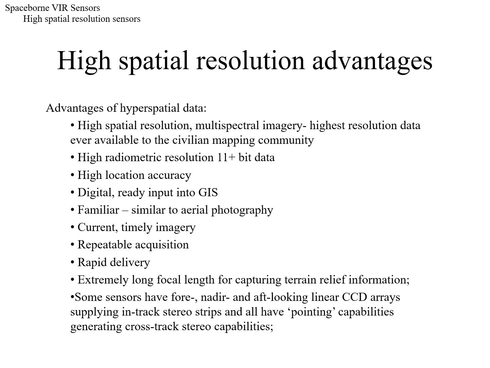It has an extremely long focal length, so you can capture some terrain relief information. And some of the sensors have nadir and aft looking linear CCD arrays, so push broom arrays, so that you can get in-track stereo strips. So you get one looking forward, one looking aft, and all of them have pointing capabilities. So you can generate, again, either cross-track, so from one track or path to the next, or along-track. You can either be pointing forward and then rotate the satellite so it's pointing back at the same area, and then get a stereo image that you can generate from that.